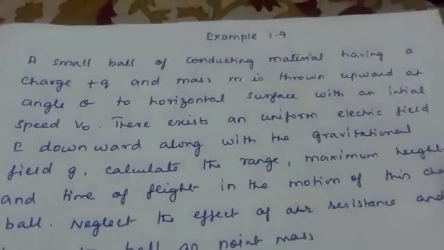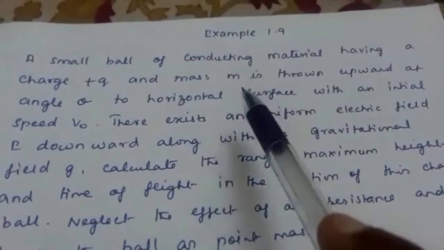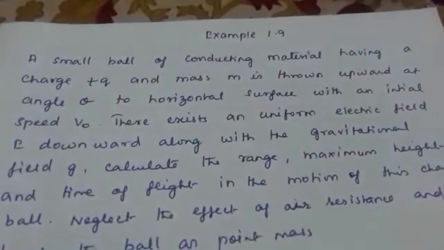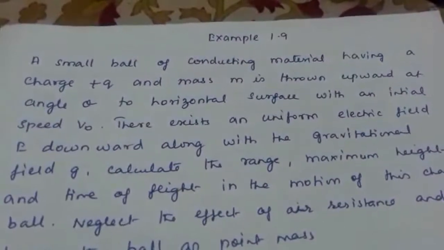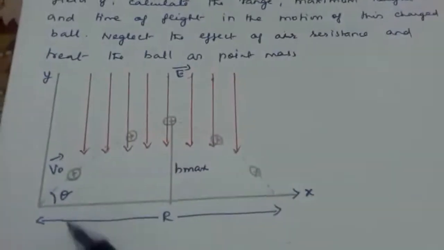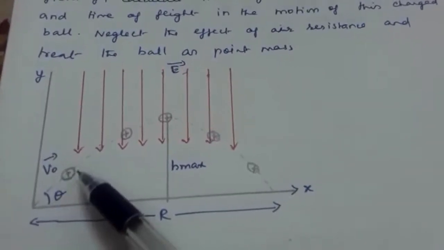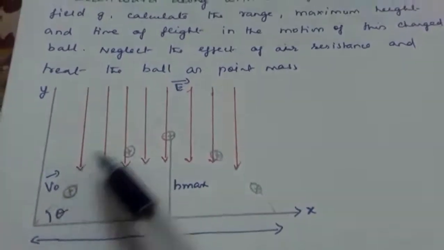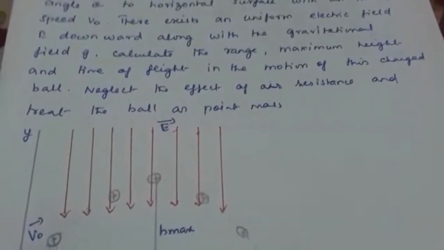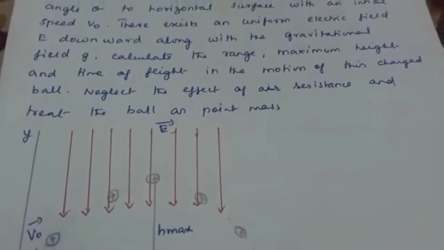Now, I'll explain the question to you. A small mass of conducting material of charge plus q. So, there is a small mass and it is thrown upward at an angle theta. Now, here you can see the diagram. A mass with charge plus q is thrown upward at an angle theta with the initial velocity v0.